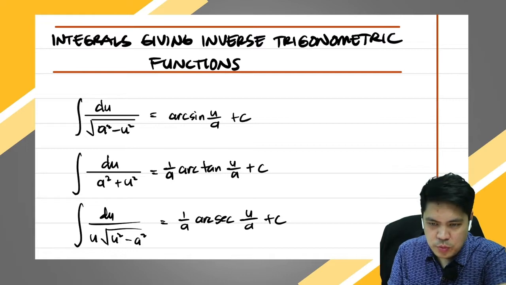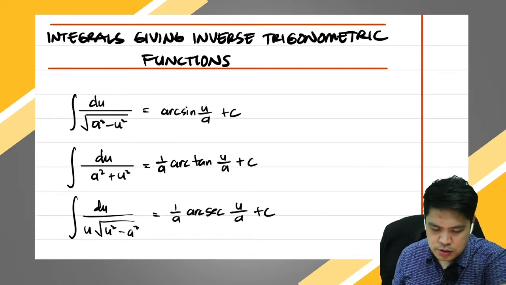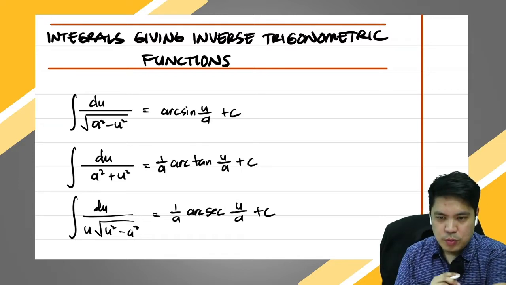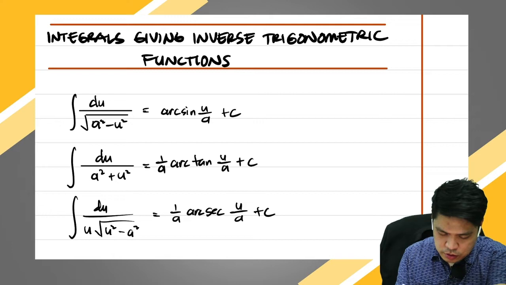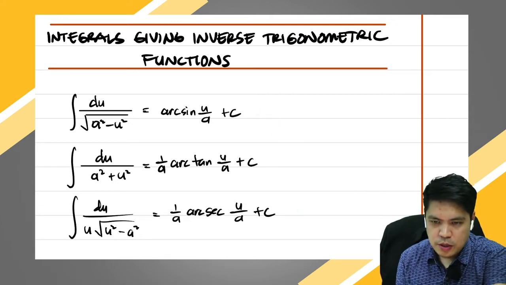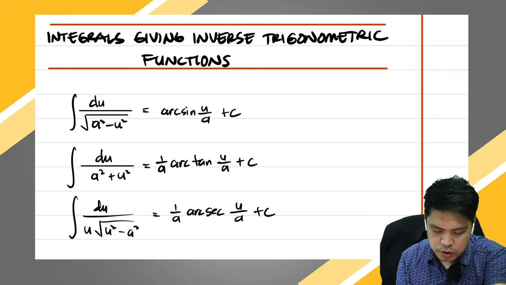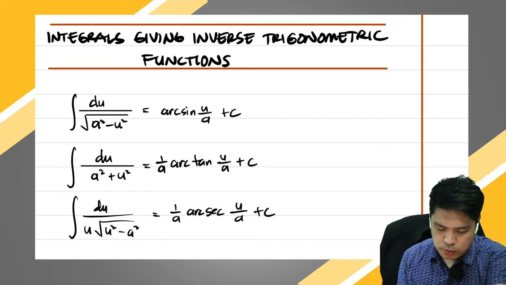Okay, this time we'll be adding three formulas to the formulas we have discussed so far. This time we'll be adding integrals giving inverse trigonometric functions. So we have these three formulas. Again, these are all derived from the derivative of inverse trigonometric functions. Or we just took the antiderivative to get these formulas.